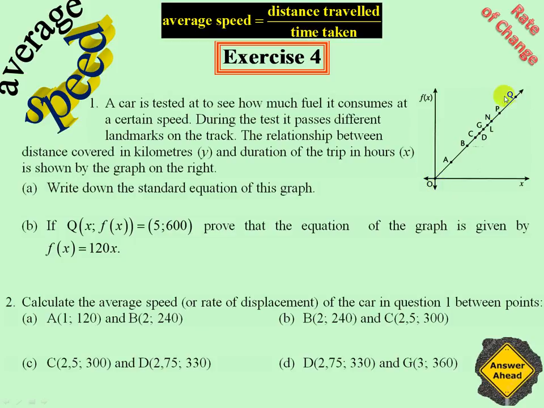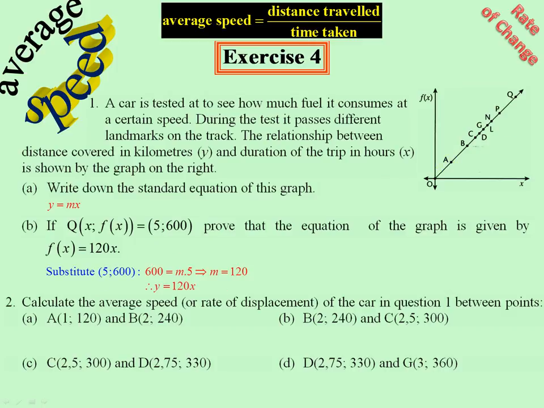Now, the standard equation of this graph. Well, this is a straight line, therefore y equals mx plus c, but it's also going through the origin. So the y-intercept is 0, so it's straight y equals mx. Now we have y equals mx, we have to prove that f of x equals 120x. Knowing the x and y, the only variable we need to find is m, so we can substitute. And we get m equal to 120, so therefore y equals 120x.